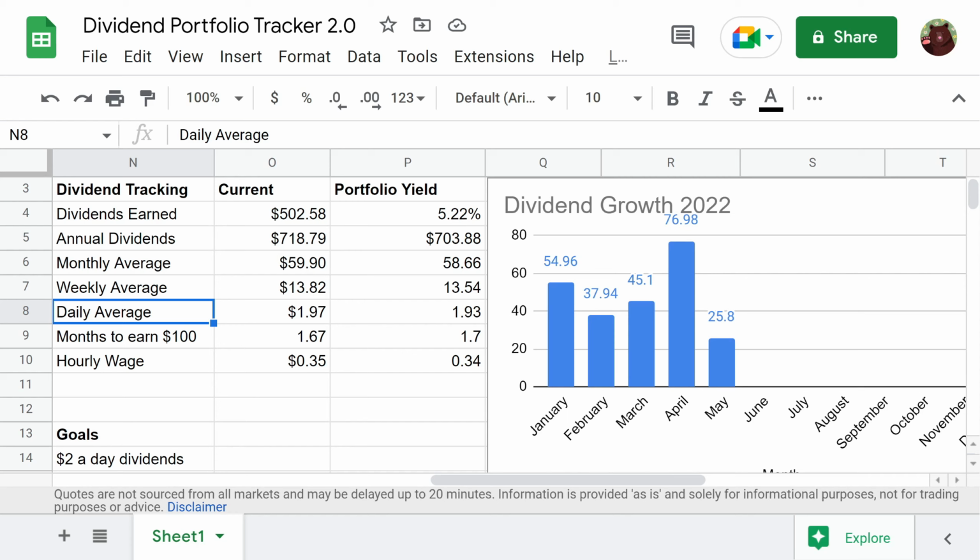And then I can start going for the next goal, which is to get $3 a day in dividend income and keep increasing our passive income.